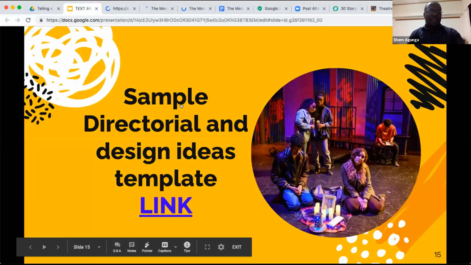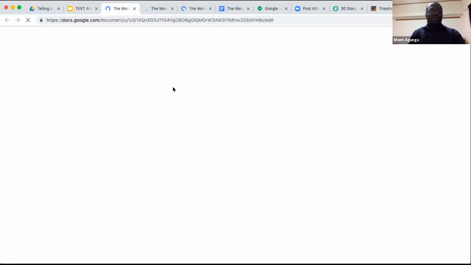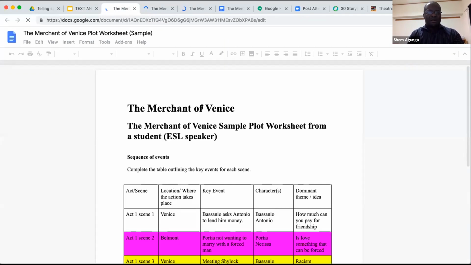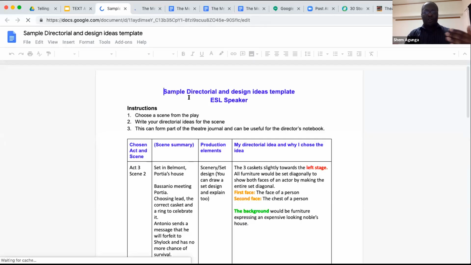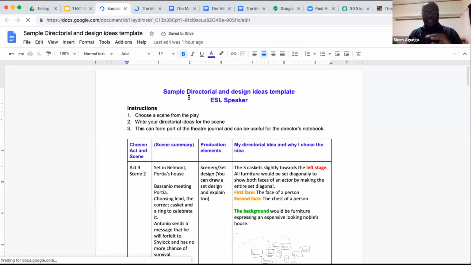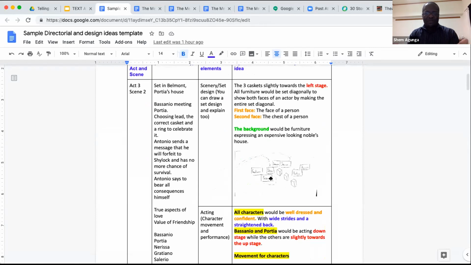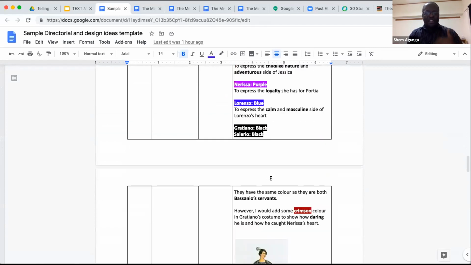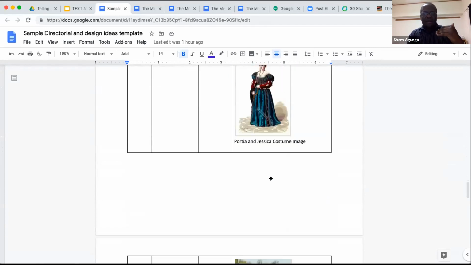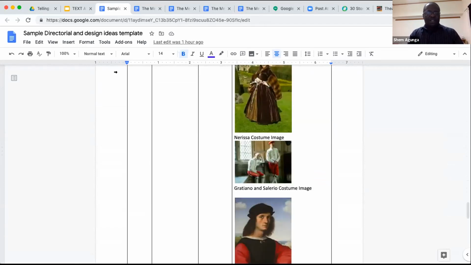Oh yes, for the sample directorial and design ideas template. So to help my students understand how to plot and put in their design ideas, they created something like this, where, for example, they picked a scene and a scene summary, production elements, and ideas, and then they were able to, for example, this is the set, they're able to explain the set, the characters, and of course, costumes, all the design elements within one particular worksheet.